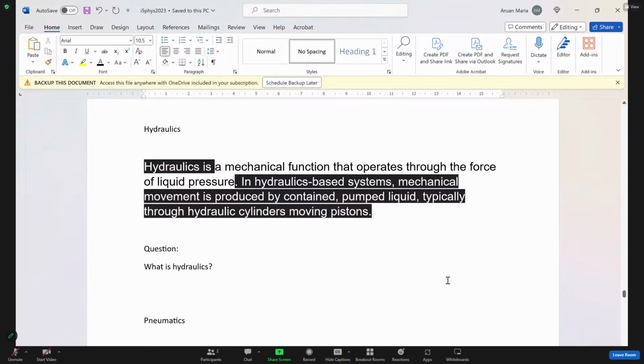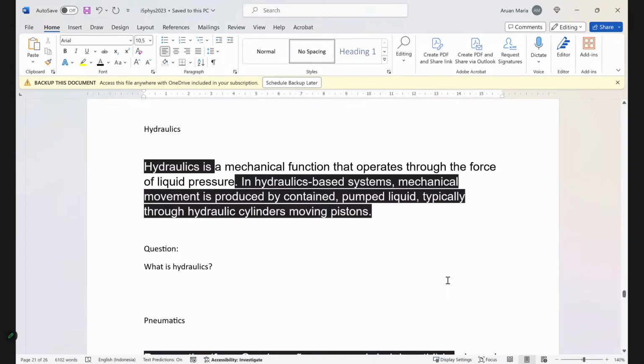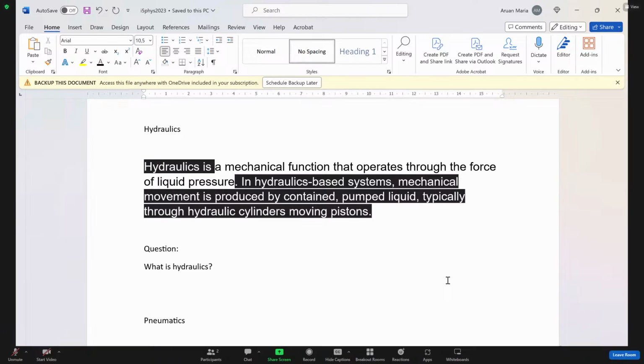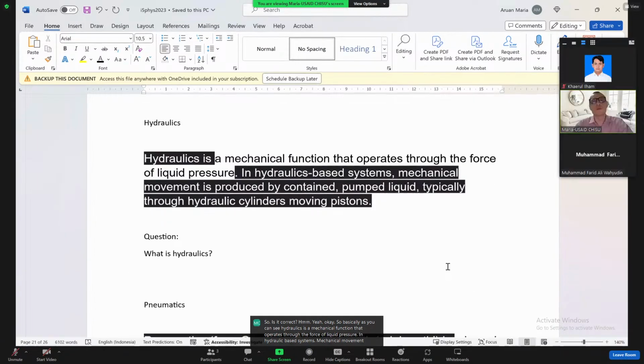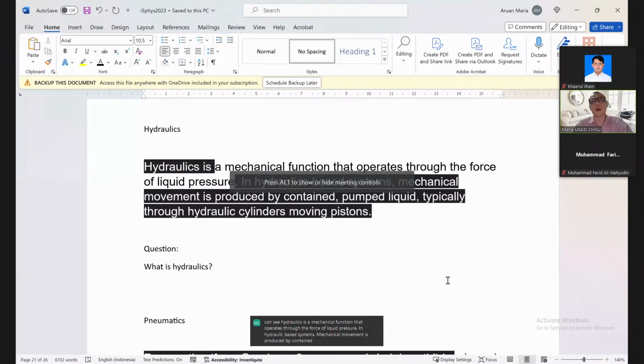So basically, as you can see, hydraulics is a mechanical function that operates through the force of liquid pressure. In hydraulic-based systems, mechanical movement is produced by contained pumped liquid, typically through hydraulic cylinders moving pistons.